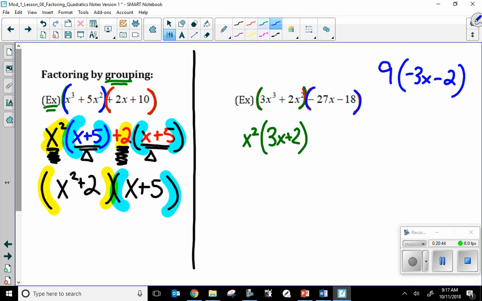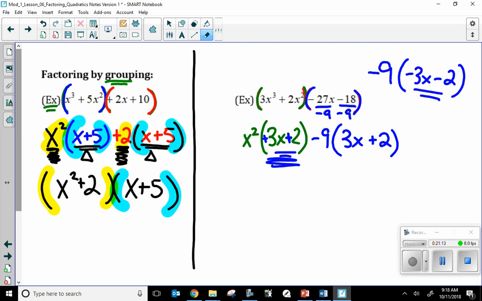But hold on a second. This does not match this. So instead of taking out a 9, notice that both of these are positive. It's a positive 3 and a positive 2. I'm going to take out a negative 9. If I take out a negative 9, remember, factor means a divide. I end up with a positive 3x and a positive 2. That's exactly what I want to happen.